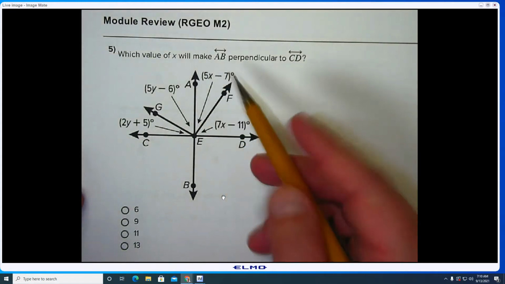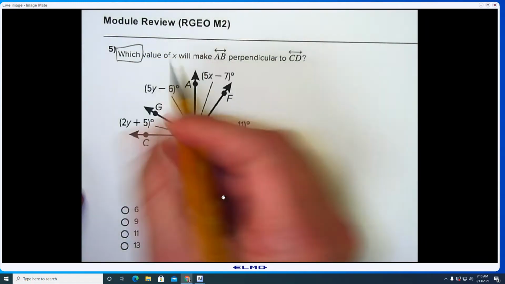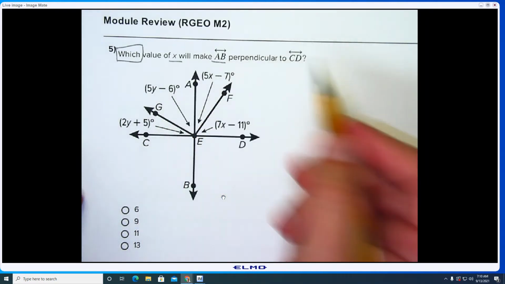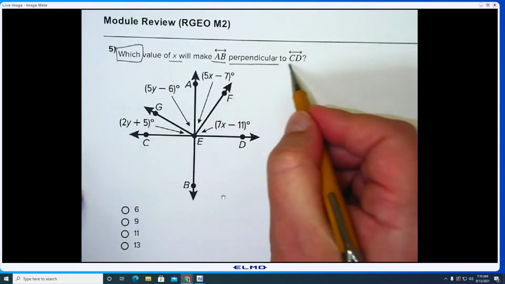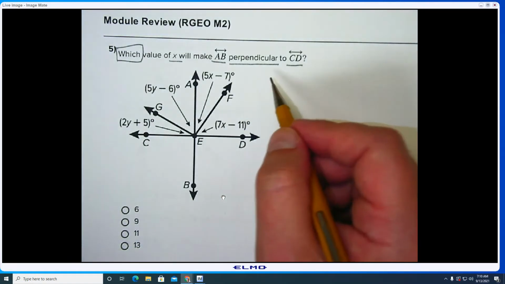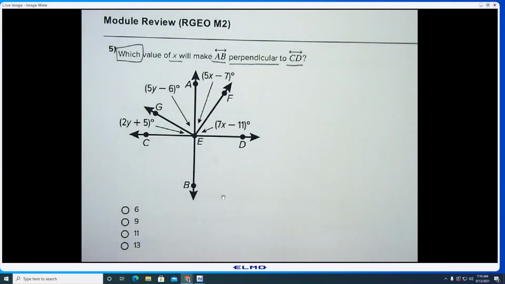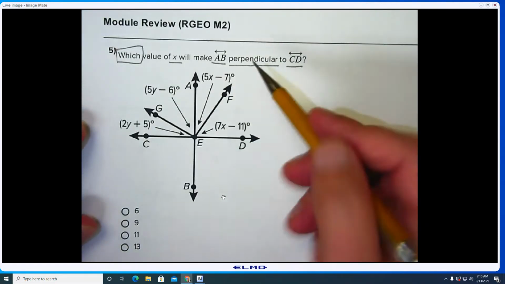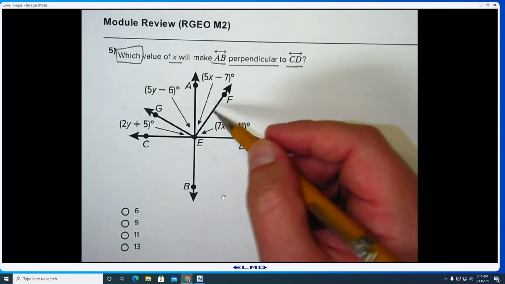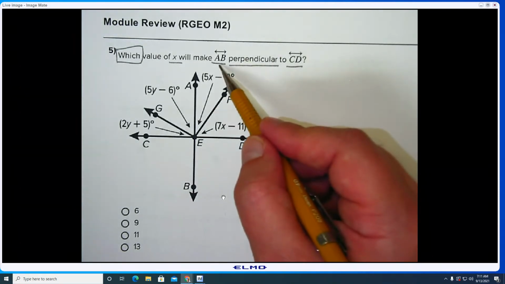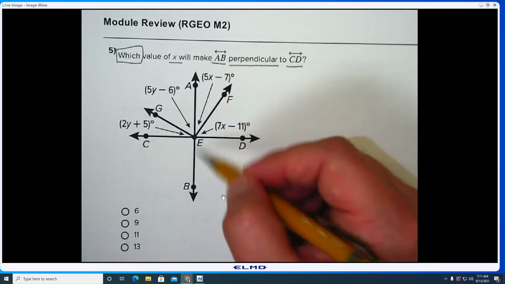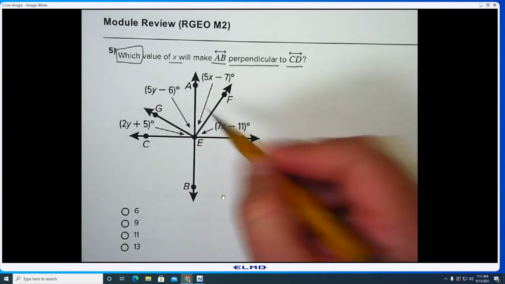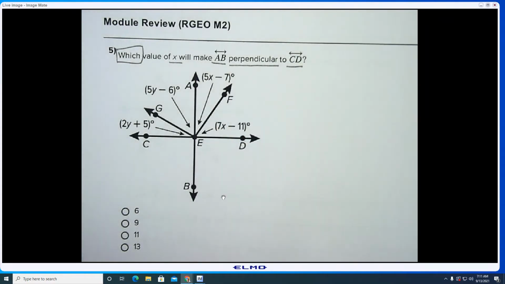Which value of x will make the line AB perpendicular to the line CD? Perpendicular. All right. Perpendicular. Let's go ahead and just look at mine. And then let's look at the picture first before I go into the solution. So AB, this line right here, we want it perpendicular to this line right here. And what value of x will do that?